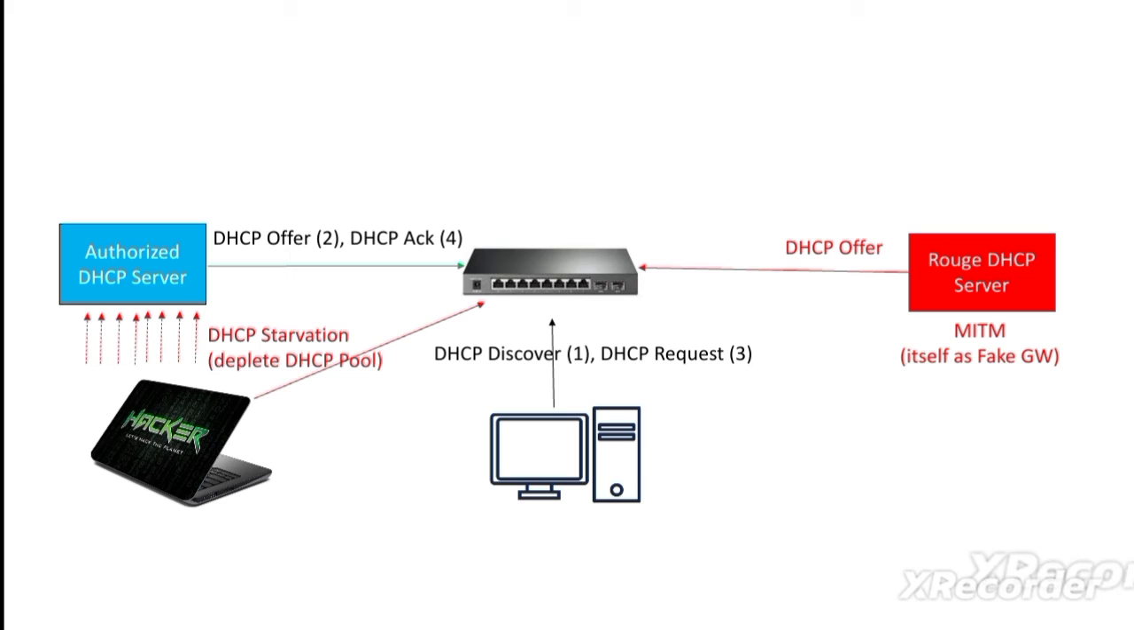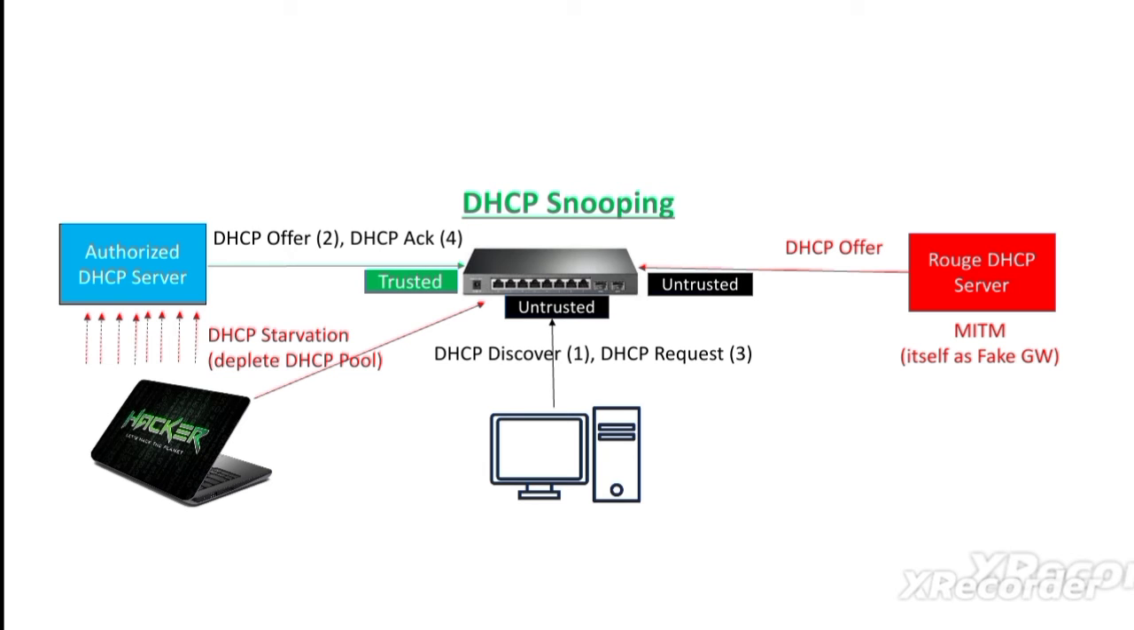So in order to prevent such attacks, there's a security feature introduced in the switches, that is DHCP Snooping. Once this security feature is enabled on the switch, all the ports on the switch are registered as trusted or untrusted for the DHCP server to connect and offer DHCP settings to the client.